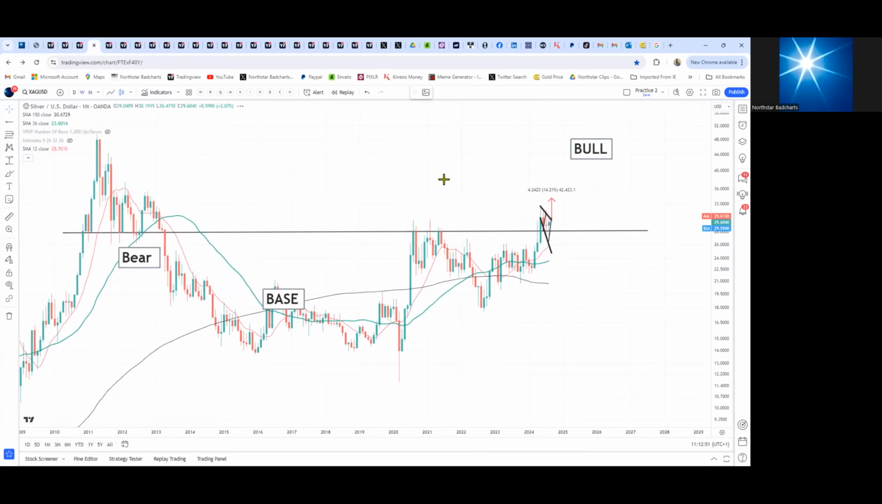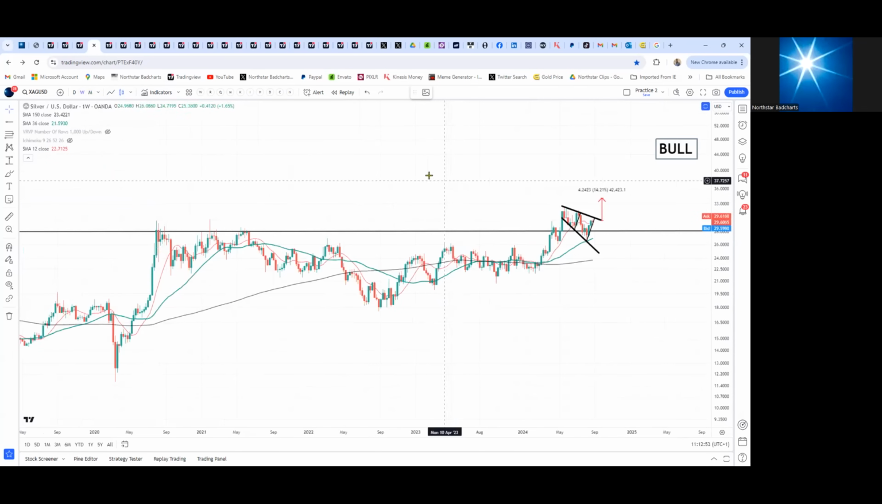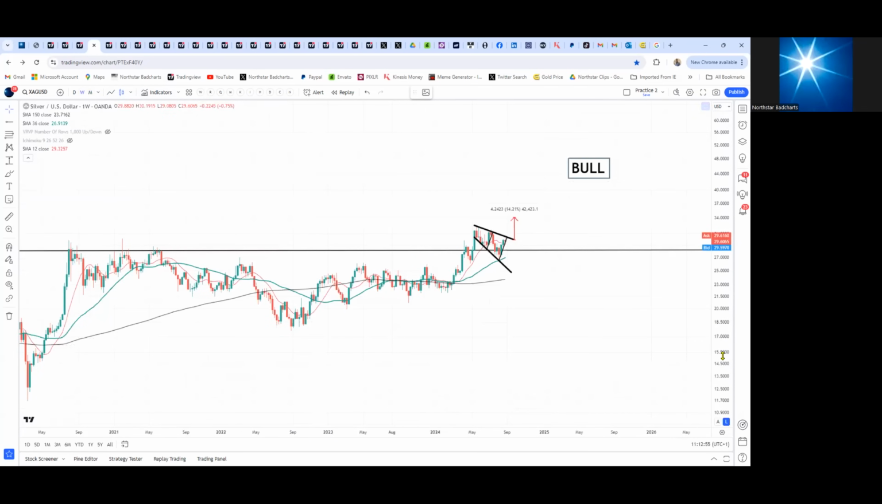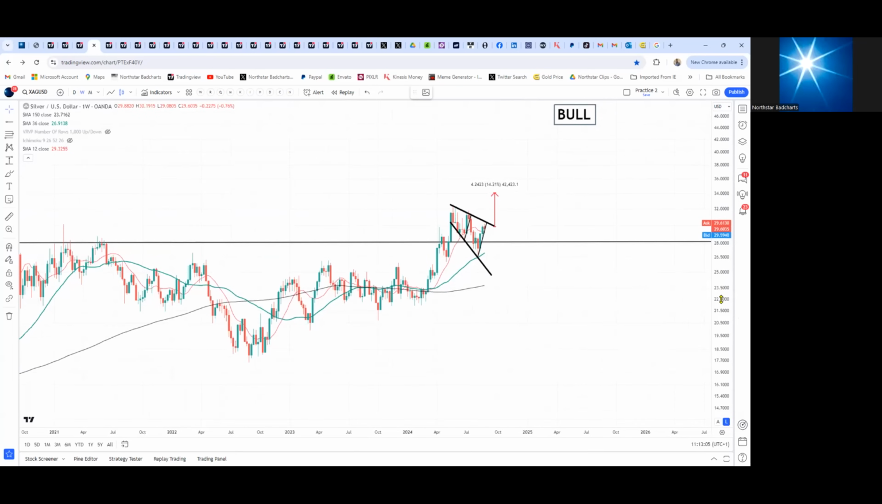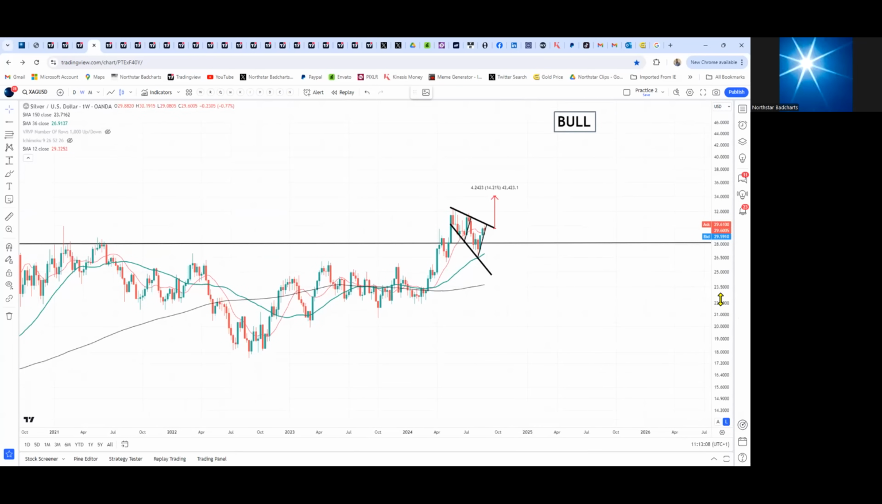Now let's zoom in a bit and look at the weekly and look at the period from 2020 to now. So we're getting down towards the out of the forest and into the trees. So 28 is that level that we want to bear in mind. Okay, so what I'm going to say at this point is, as long as we are on a monthly closing basis above 28, then the bull trend is intact.